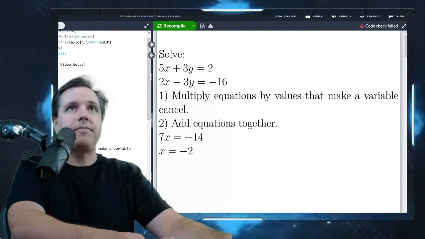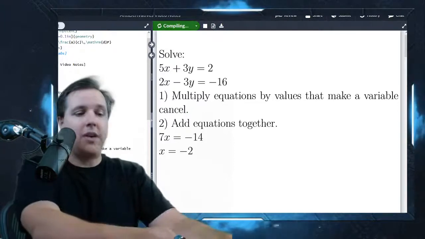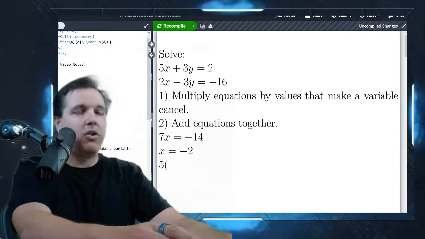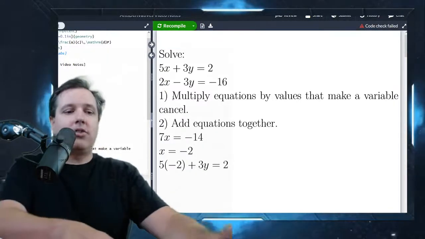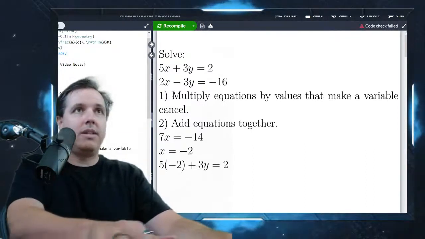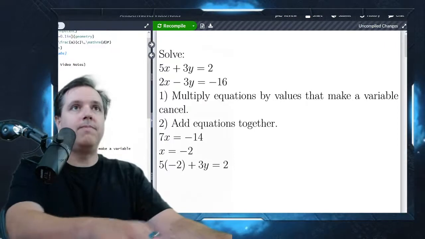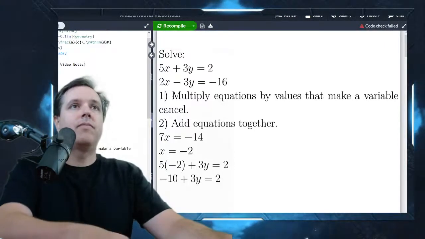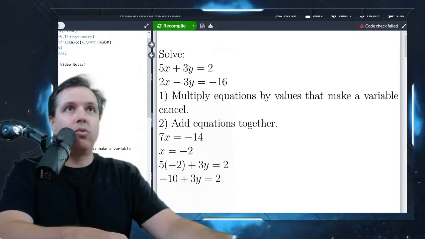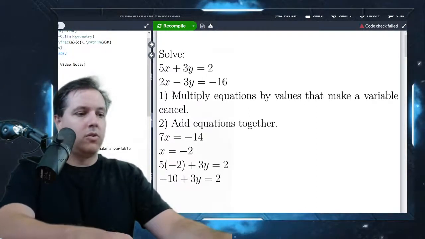So I'm taking the first equation, the 5x plus 3y equals 2. So 5 times negative 2, which is our value for x, plus 3y equals 2. And when I solve this, I'll have my answer. So this is going to be what? That means negative 10 plus 3y equals 2. So adding 10 to both sides, I get 3y equals 12. So y equals 4.